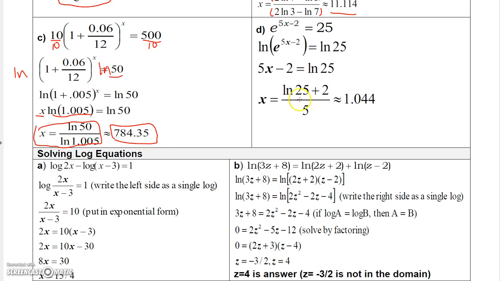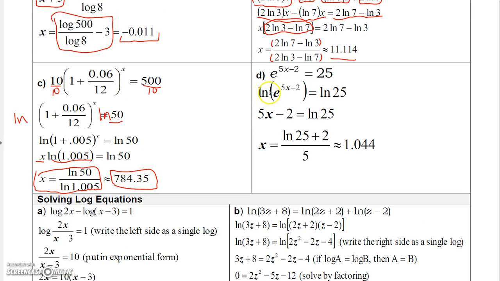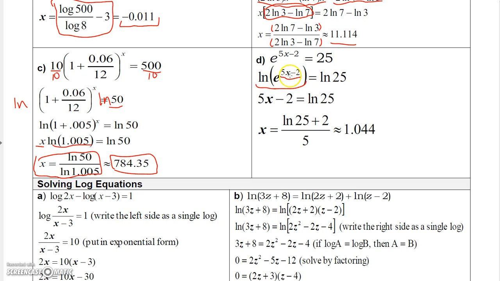And then this last one here, this one's actually much easier if you use the natural log, because this base is base e. And actually the natural log of e to a power is just the power. And that's using one of those power properties. So the natural log of e to a power is just the power. So that's just going to give me 5x minus 2. So when I take the natural log of both sides, over here I get natural log of 25, but when I take the natural log of this, I just get 5x minus 2. And then to finish solving this, just add 2 to both sides and divide by 5 to get your final answer.